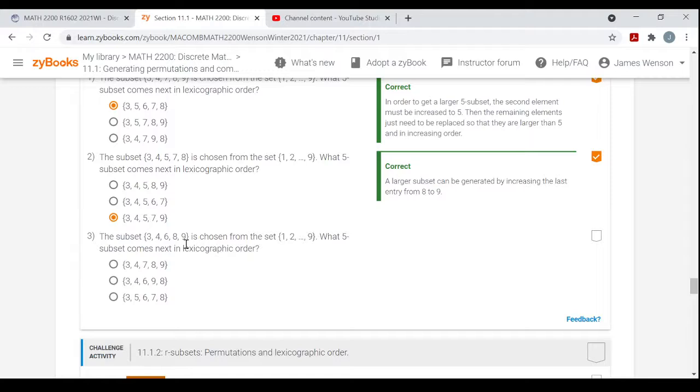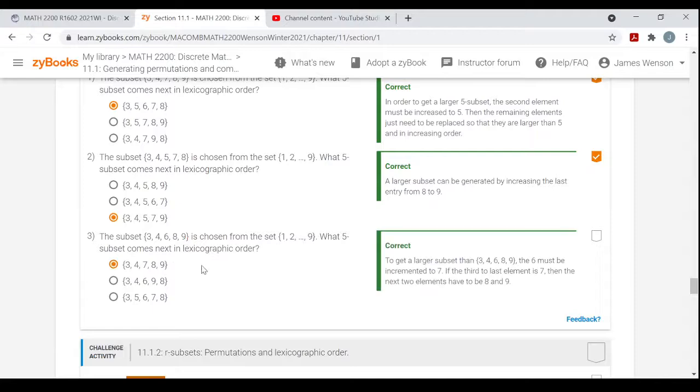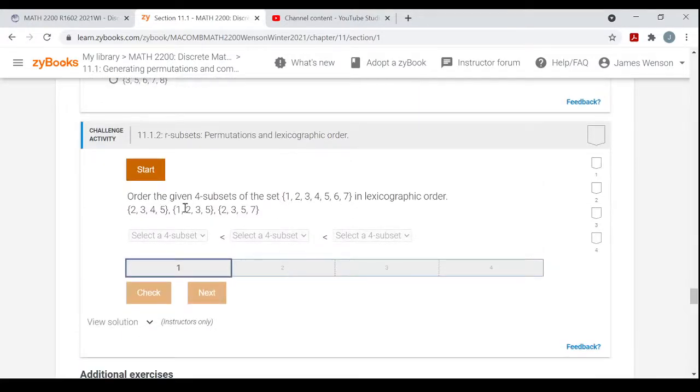Then again, this one, can I bump up 9? No. Can I bump up 8? No. I can bump 6 up to 7 and then just go 7, 8, 9. So 3, 4, 7, 8, 9, blam. All right. Again, pretty simple stuff, I feel.